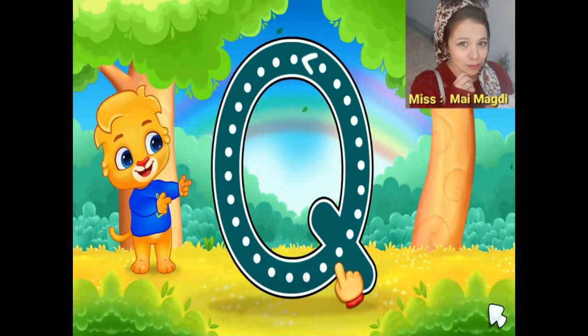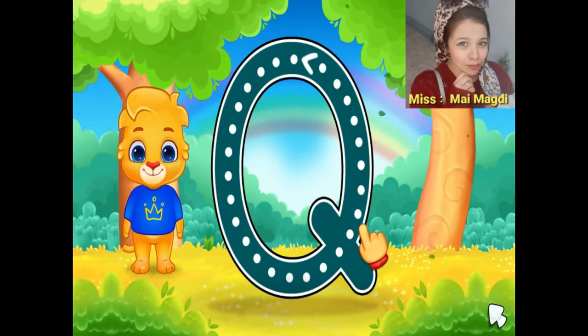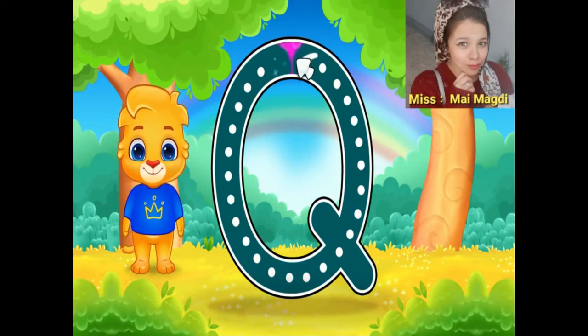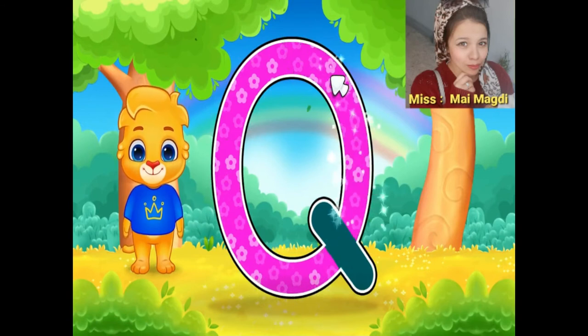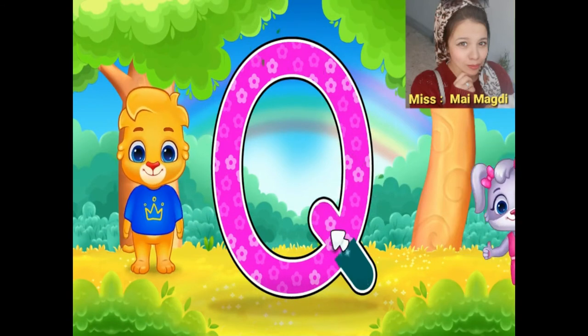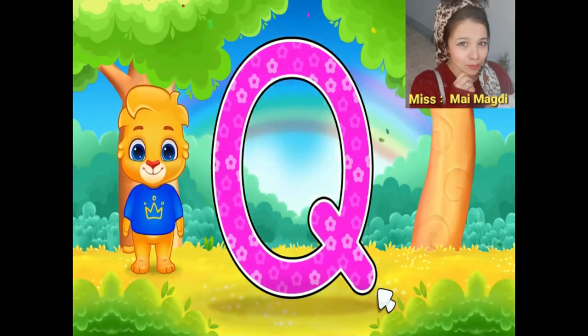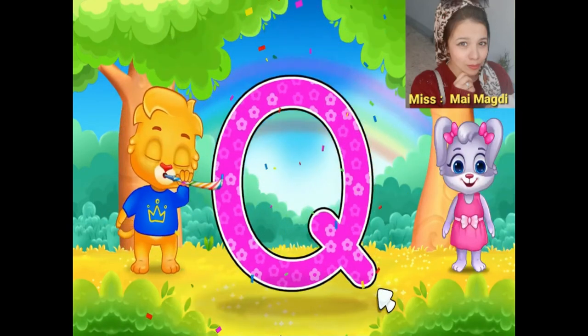Okay. Start from the top and make a big circle to the left. Make a big circle. Excellent. And go to the bottom and make a line down to the right. Excellent. Bravo عليكو. شاطرين جدا.